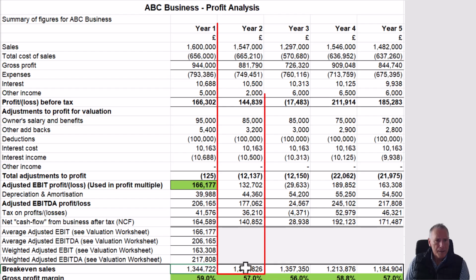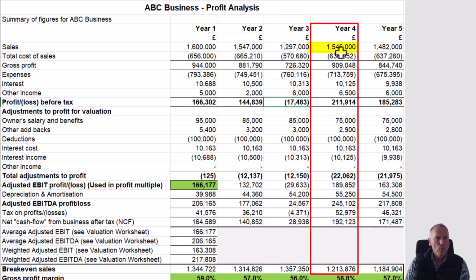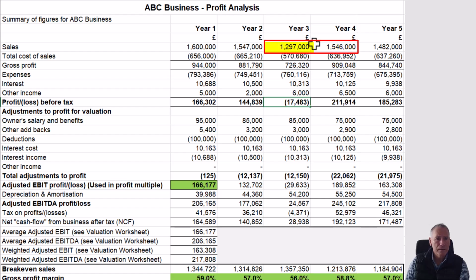And that applies in year 2. But year 3, there is a problem there because we can see that in that year, the business did actually make a loss of £17,000. So if you look back to year 4, we had sales of 1.5 million, that dropped to 1.297 million. So we need to ask questions of what happened there. Fortunately, it did recover. Maybe they lost a major client, but that needs to be highlighted and looked into.